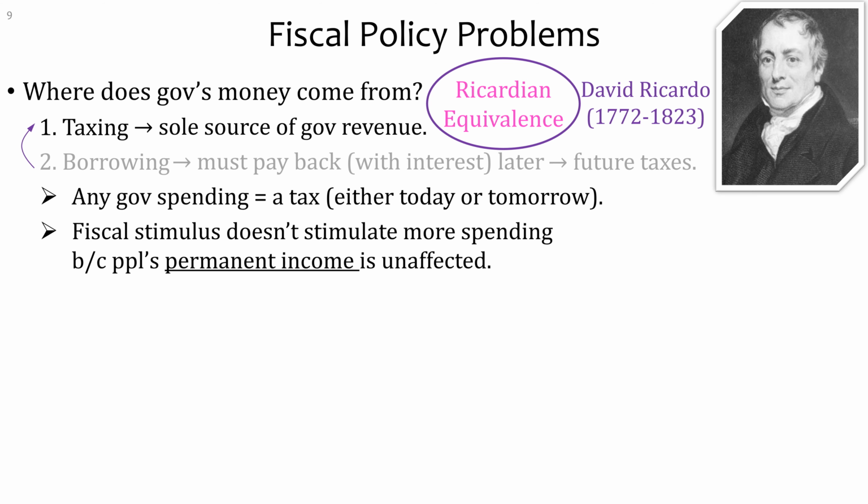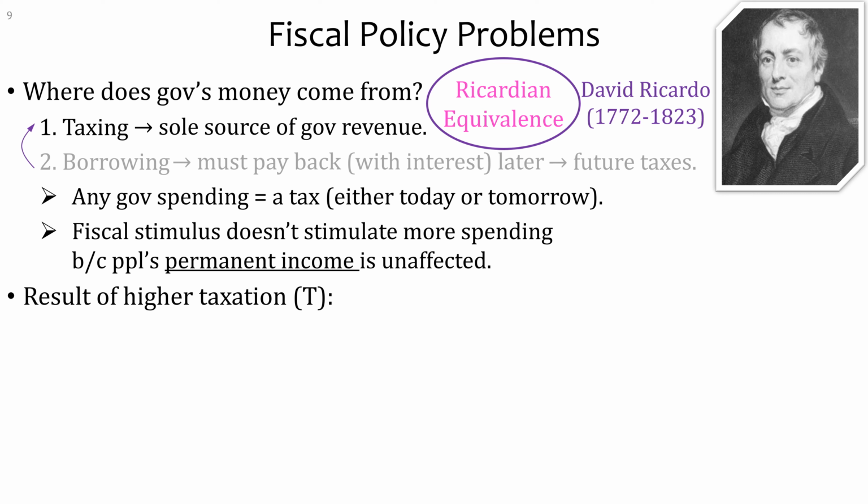You could also say this: the fiscal stimulus doesn't stimulate more spending because people's permanent income isn't affected. So today you might get more money, but you know that you're going to be taxed more later. So you take that into account. People care about these things. Financial markets react to these anticipations of the future.